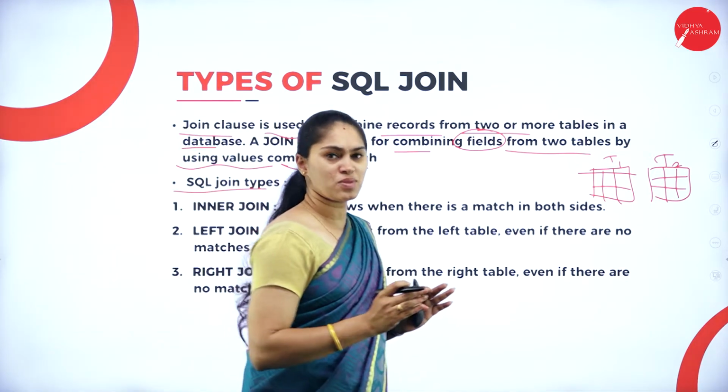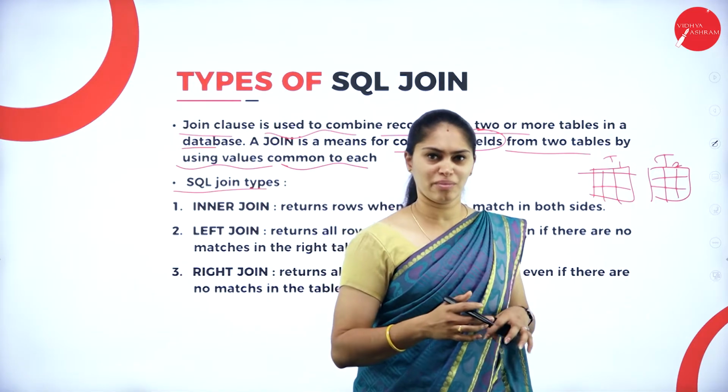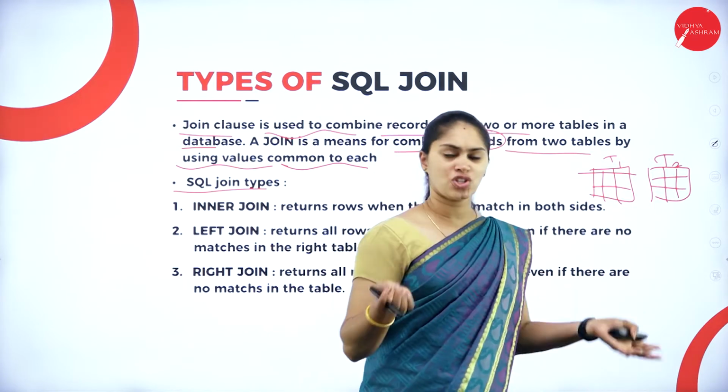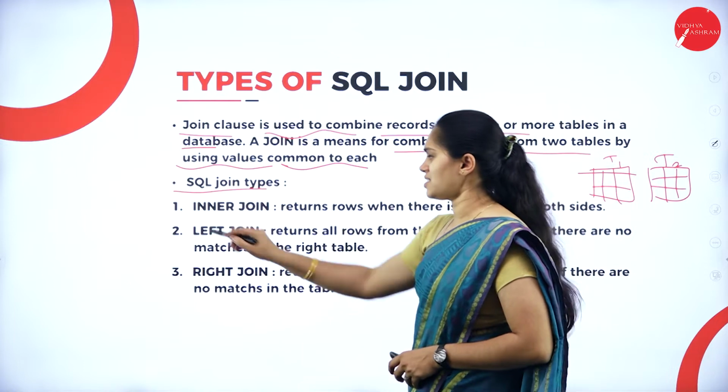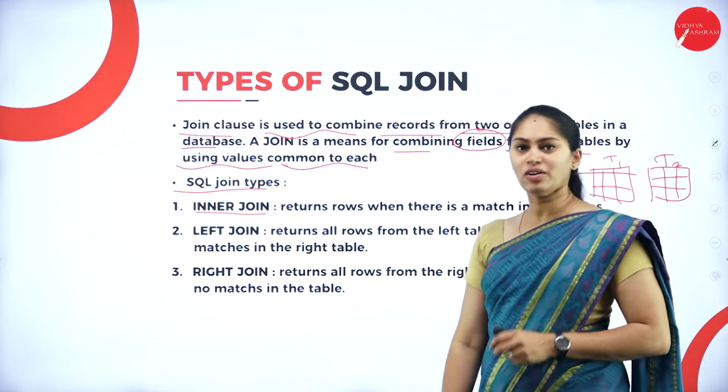Then what are the types of join we have? If I want to perform a join, it will be a combination of two or more tables, so you need to understand that. Here the first type is the inner join.